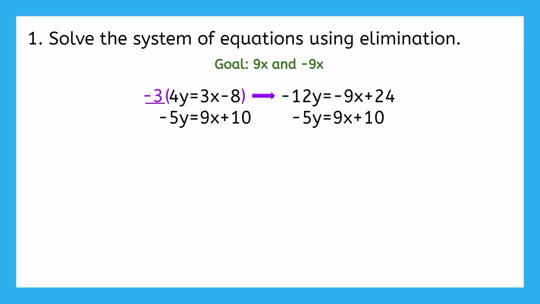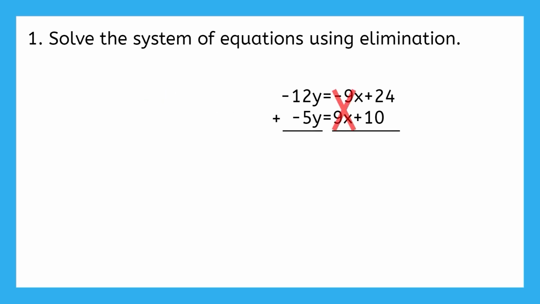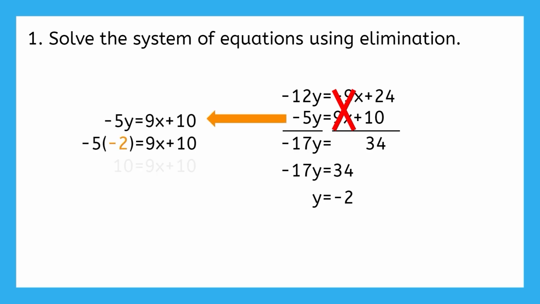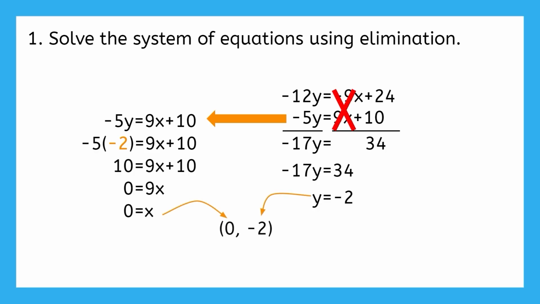Now that this system is set up for elimination, pause the video and finish solving it on your own. Go ahead and check your work against mine. When the x terms eliminate, you should be left with y equals -2, which you can then substitute into either equation to solve for x, which is 0. Did you get a final solution of 0, -2? Nice job. If your answer doesn't match mine, pause here to check through your work and see if you can find any errors.